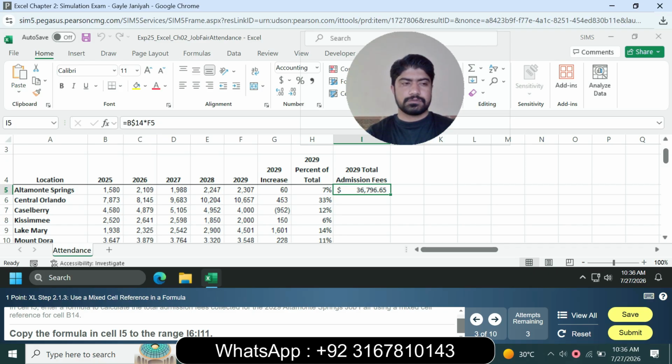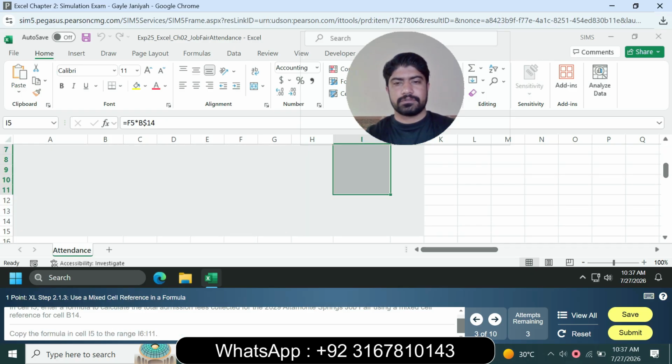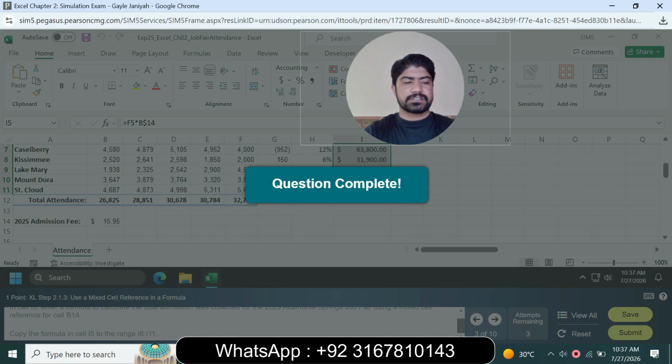And next, copy the formula in cell I5 to the range I6 to I11. So copy the formula I6 to I11. So question number 3 is complete.